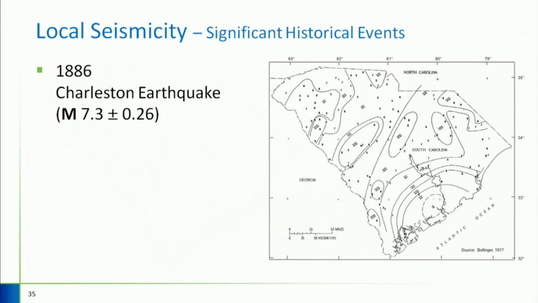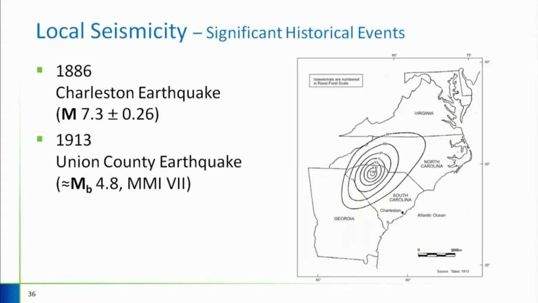Intensity maps. One thing here to notice is these features right here that have isolated higher pockets of intensity. Those are local site effects that I'll get into in a bit here. There's another earthquake, the Union County earthquake. It was the next largest one that happened in South Carolina. This was in the Piedmont, the upstate, so slightly different fault regime in that area.